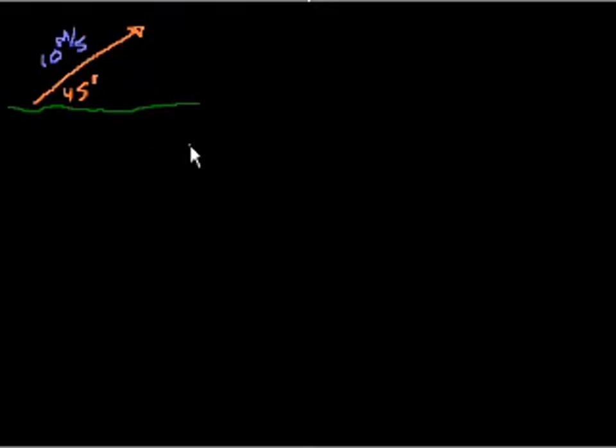And I want to figure out, let's say the problem is, how far does the ball go, or how high, well, I could figure that out as well, or how long does the ball stay in the air. And what we said is we can break this vector. This vector has magnitude 10 in the 45-degree direction. We can break it into its vertical and horizontal components.